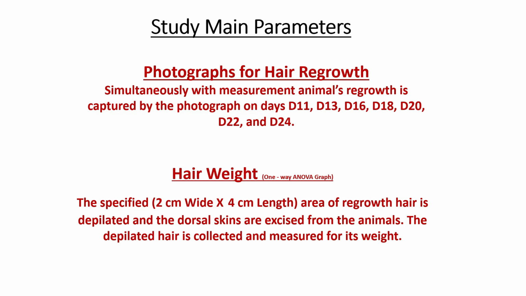This is one of the most important parameters, and it gives a visual idea whether the drug has efficacy or not. Next is hair weight, with a one-way ANOVA graph. On day 0, the day of depilation, we will collect the hair and weigh it. Again on day 20, the last day, on the day of termination, the animals will be depilated again, and their hair will be collected and weighed. By comparing the hair weight on both days, you can see the nature of the hair growth.